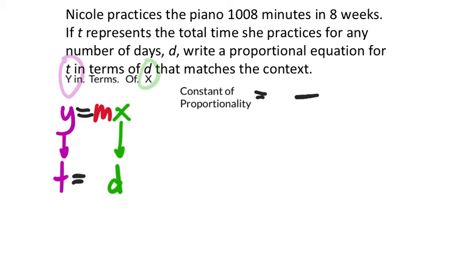It's going to be shown as a fraction. We've got two different values here. We know that the T, the time she practices, depends on how many days have passed. So for our constant of proportionality, we have T in the numerator and D in the denominator. It says up here that she practiced for 1,008 minutes, so we're going to put 1,008 in as our numerator. I'll even label that so we know that it's in minutes. And it's for 8 weeks.